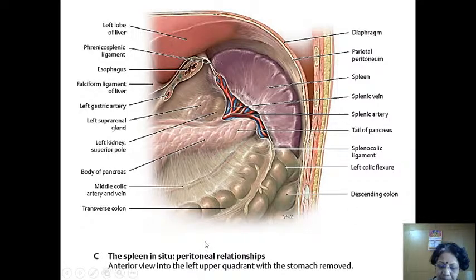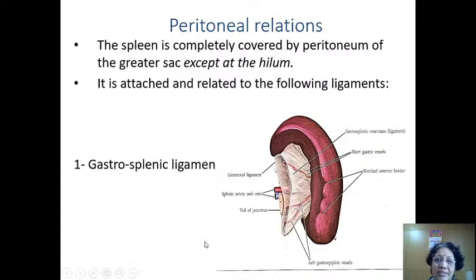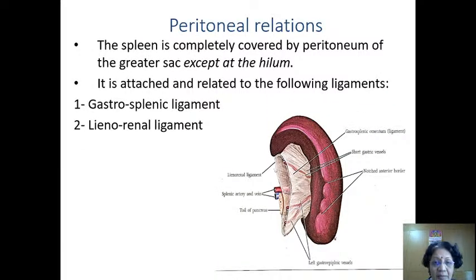Then we have the relations. These are very important. So the spleen is completely covered by peritoneum of the greater sac. We saw that on all sides, except at the hilum, where between the two sheets the vessels are coming through. So it's attached and related to the gastrosplenic ligament.